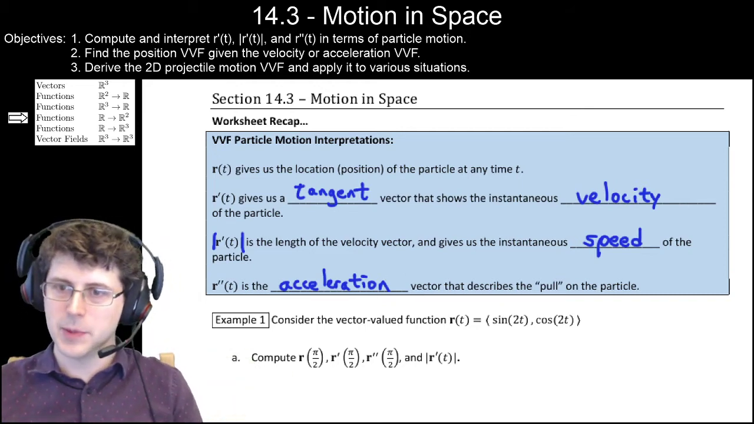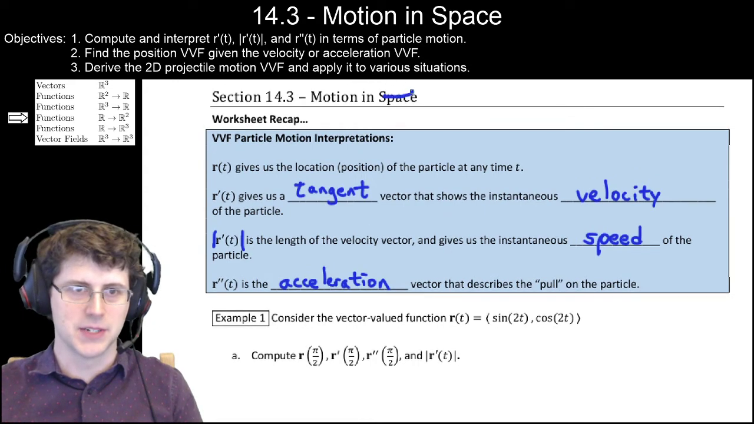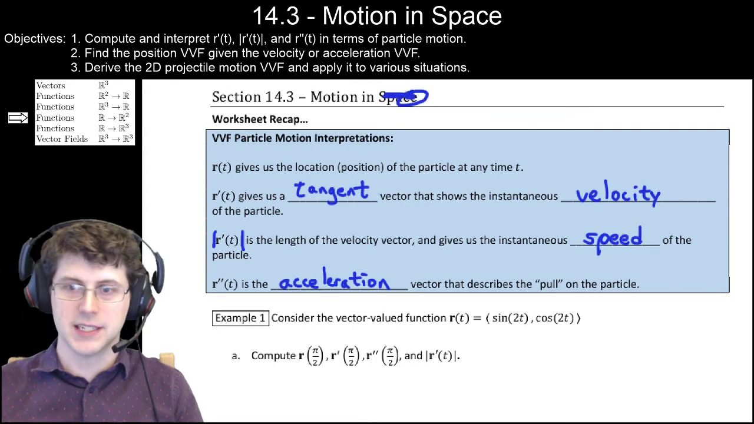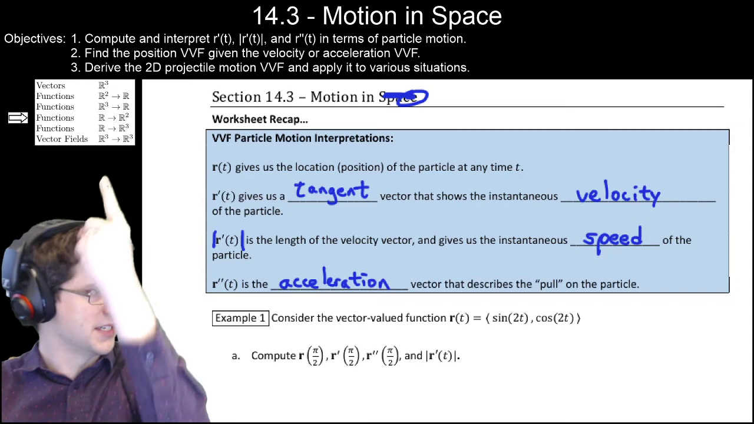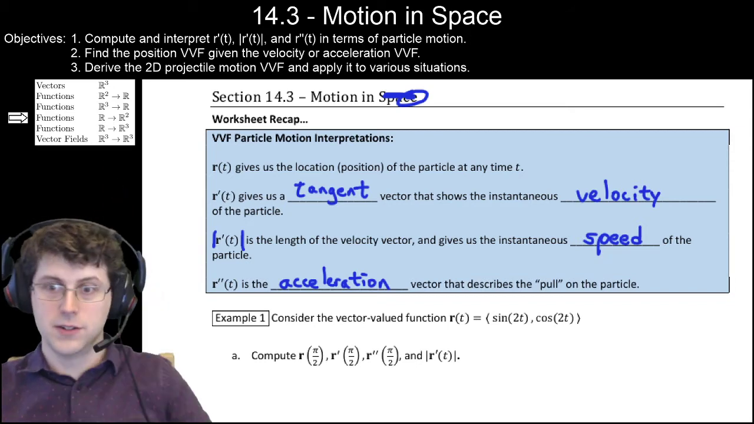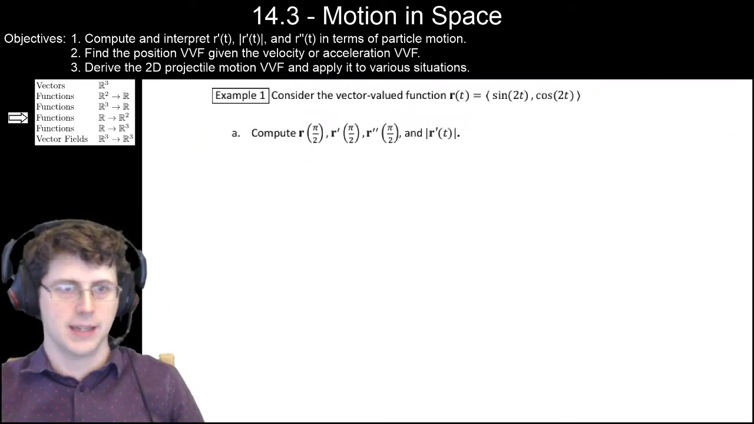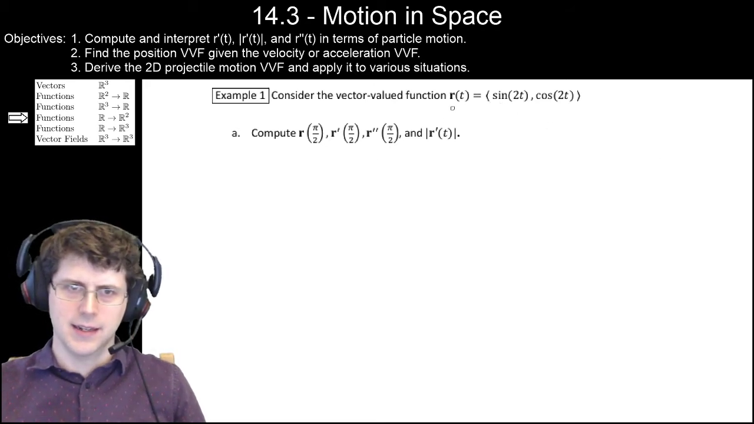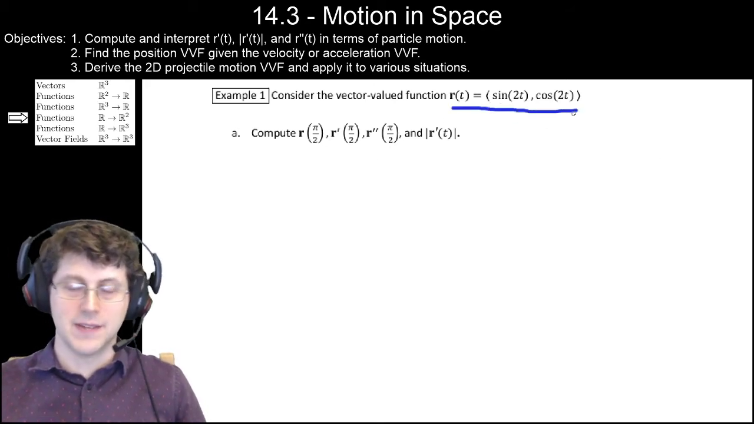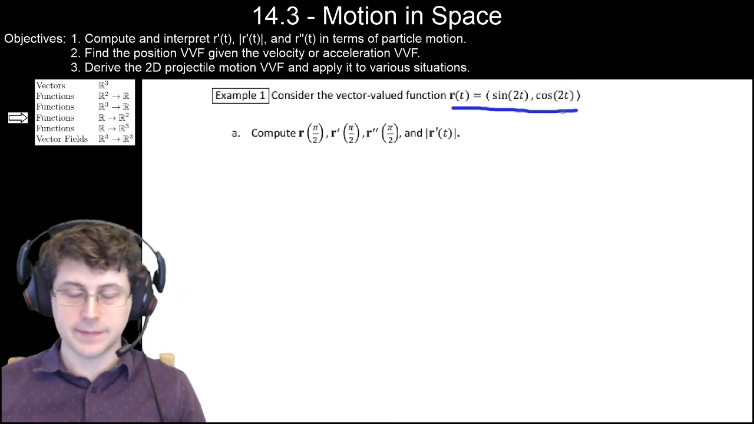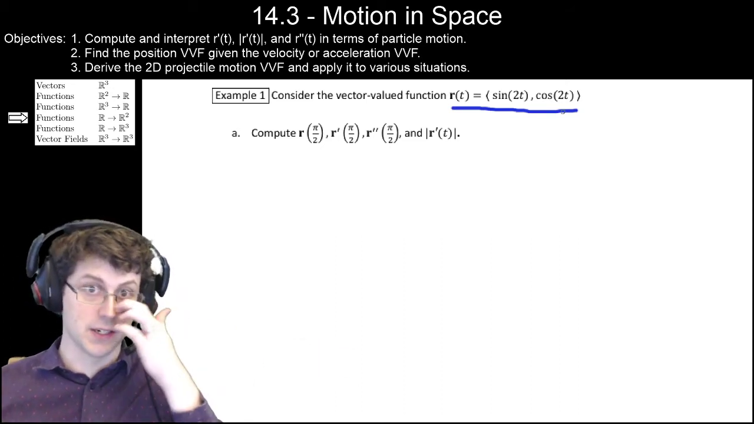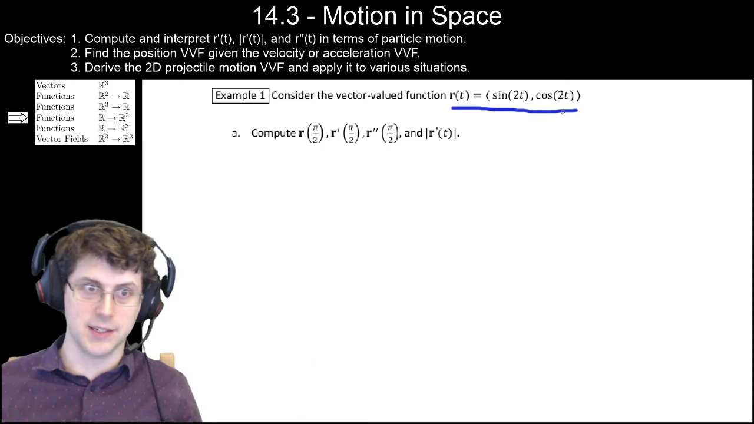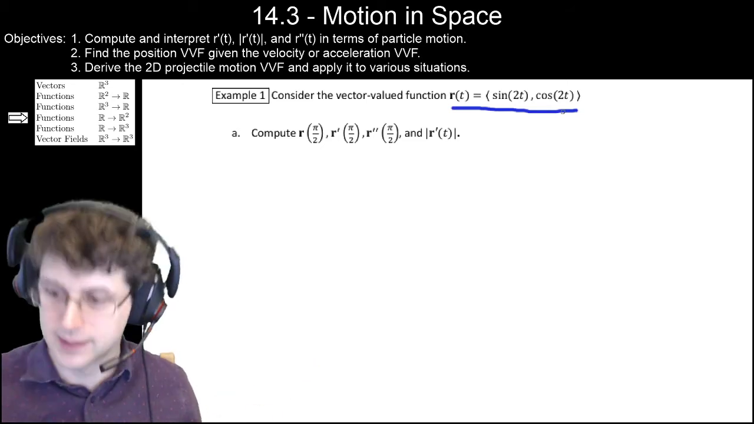So let's stick to the plane for now, even though this is all about motion in space, supposedly. We're still sticking to functions that have a two-dimensional vector as their output. Let's just find all these things. This vector-valued function represents a circle. So let's just find all these things about a circle and then figure out what we actually calculated.